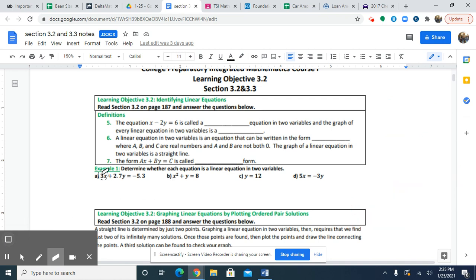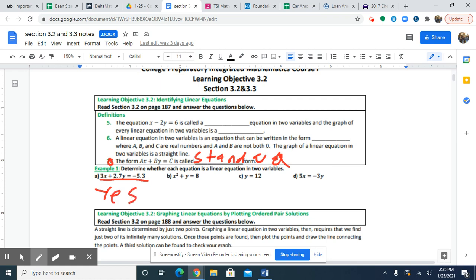So looking at this, we have 3x plus 2.7y equals negative 5.3. This is what we would call, and it's up here in definition 7, the standard form. A linear equation in the standard form is one with two variables, so we would say that yes.